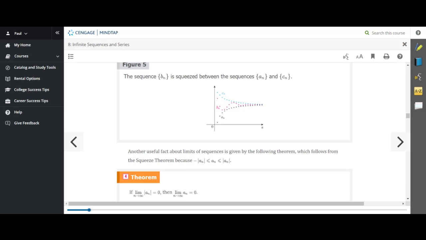But as Sophie notes, the sequence b_n is always between the sequence a_n and c_n, right? The sequence is always between. So the sequence b_n has no choice but to approach the same limit as the sequences a_n and c_n. This is called the squeeze theorem, the squeeze theorem for sequences. How many remember the squeeze theorem from Calculus 1?